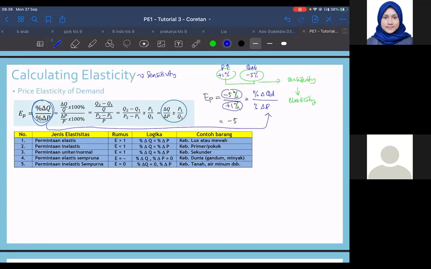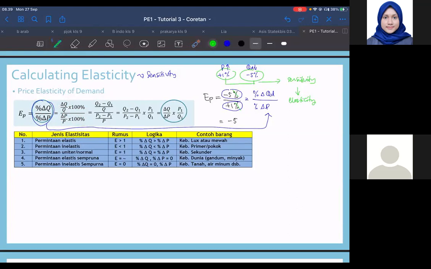Okay, and then after that, what should we do? To see the percentage change of the quantity demanded, we can use delta Q per Q times 100%. Meanwhile, for price, it's also the same: delta P per P times 100%.